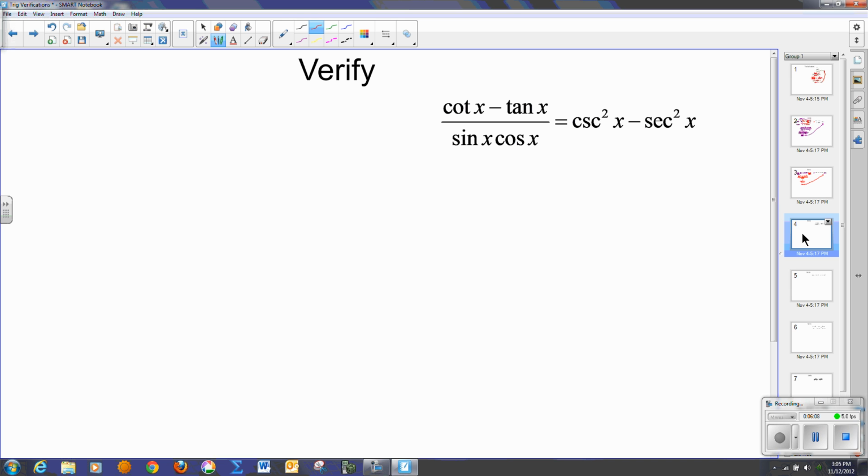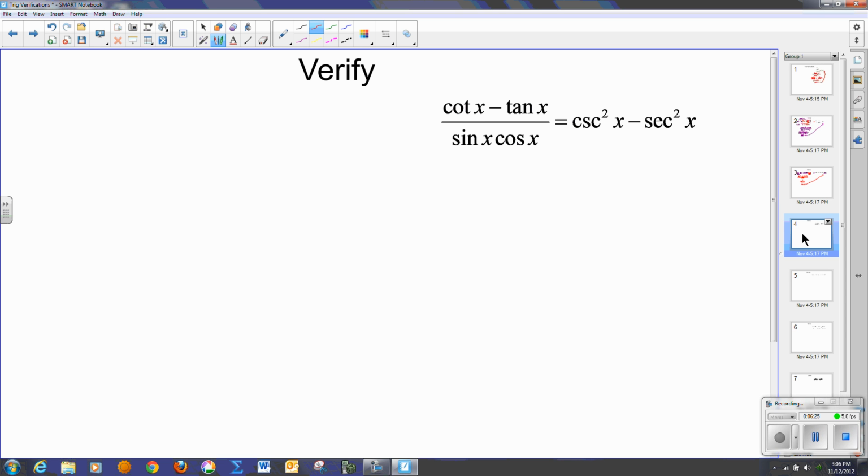Next example. Now you'll notice I'm going through these pretty quick because I know all my identities and I know how things transform. You have to do enough of these to be able to recognize all these Pythagorean identities. The bottom line is get your Pythagorean identities down.